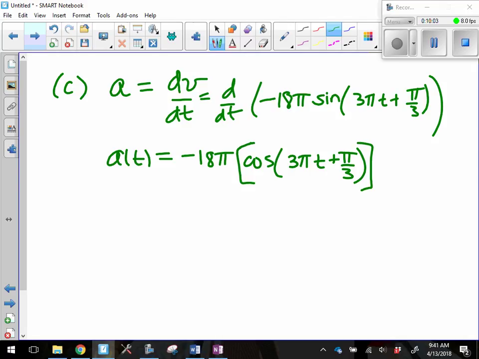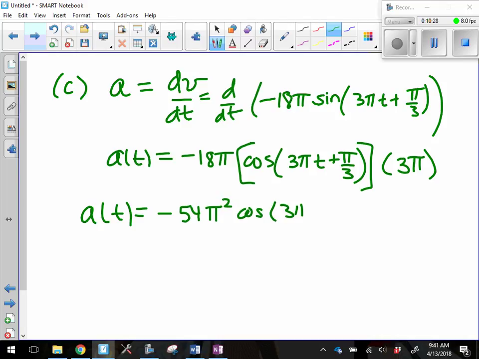But am I done? I have to take the derivative of what's inside, which is what? 3 pi. So again, I've got a lot of stuff hanging out here, so I'm just going to rewrite this. a of t is going to give me negative 54 pi squared cosine of 3 pi t plus pi over 3.